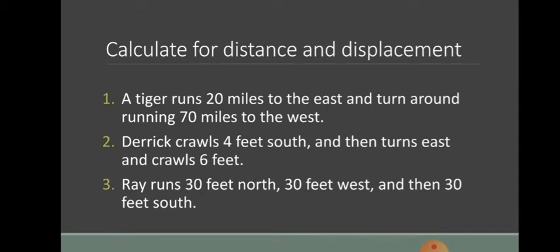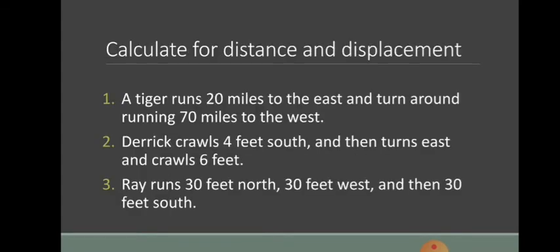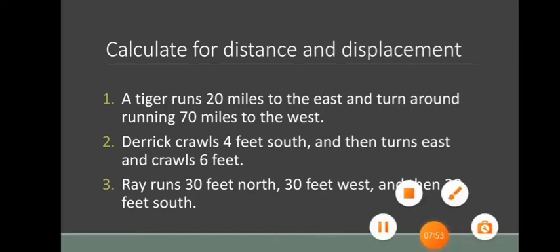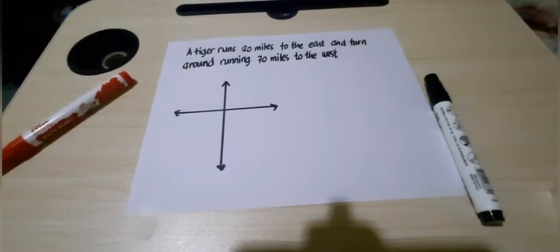Now, how do we calculate for distance and displacement? So we have these 3 given nga mga problems to solve. Okay, please watch the video or mga short nga videos para makita na ang how to solve for distance and displacement. First problem: a tiger runs 20 miles to the east and turns around running 70 miles to the west. Now we are going to calculate for distance and displacement for this scenario.